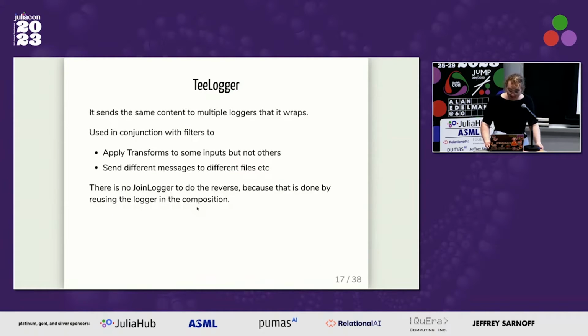So the T-logger I mentioned right at the start. This sends the same content to multiple loggers. So we can use it together with filters to apply a different transform to some of our inputs, but not to the others. Or we could use it to send a copy of our log messages to files or split the log messages up, maybe filter a group on data science, and then we have a list of data science problems that we've seen in production to give to our data science team, something like that. Yeah, that's what the T-logger is. It just splits things up and creates duplicates. I will mention there's no join logger, which will hopefully become apparent why. We just don't need one.